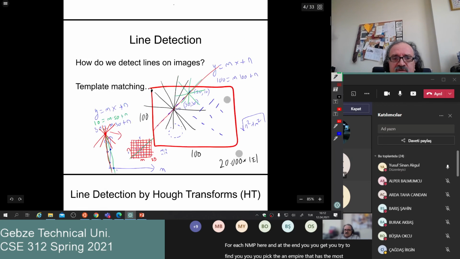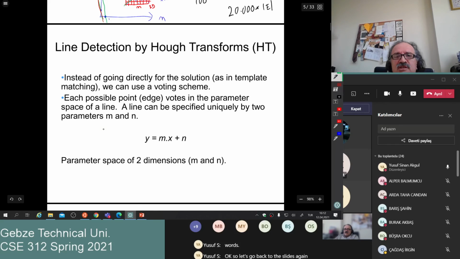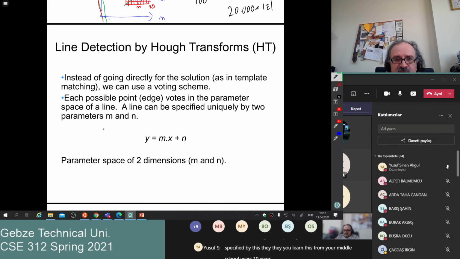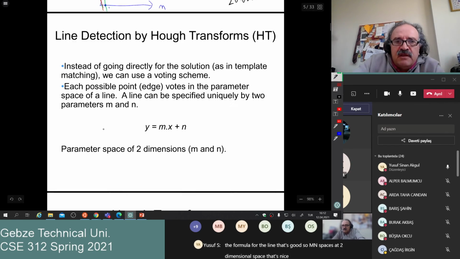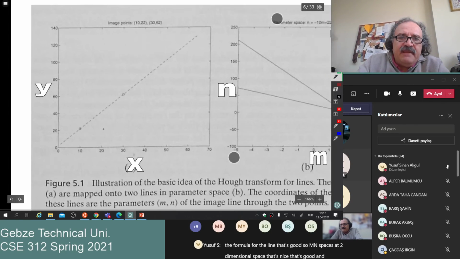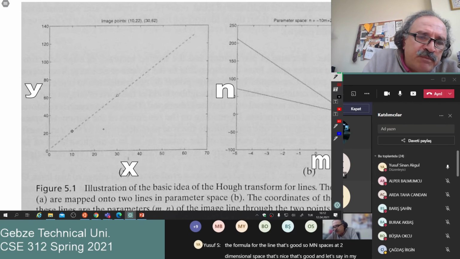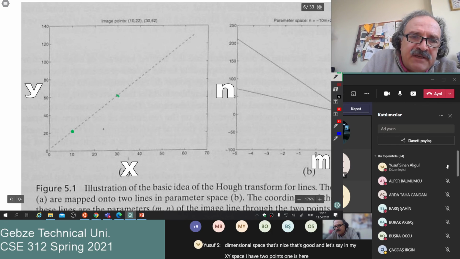Okay, so let's go back to the slides again. So instead of going directly for the solution like the templates, we do a voting technique. A line, of course, can be specified by this. You learned this from your middle school years, 10 years ago, 15 years ago, whatever. Okay, this is the formula for the line. That's good. So mn space is a two-dimensional space. And let's say in my xy space, I have 2 points. One is here, one is there.